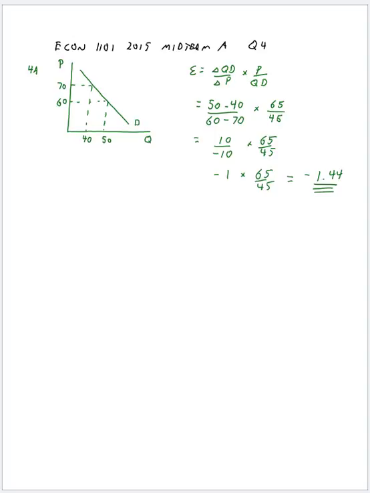And then the question asks us, what is the significance of this price elasticity of demand? And is it price elastic or price inelastic? Since the absolute value of this elasticity, 1.44, is greater than 1, we know that this is price elastic. And if we want to add some significance, we know that if it's price elastic, then if we want to increase revenue, we would need to decrease the price.